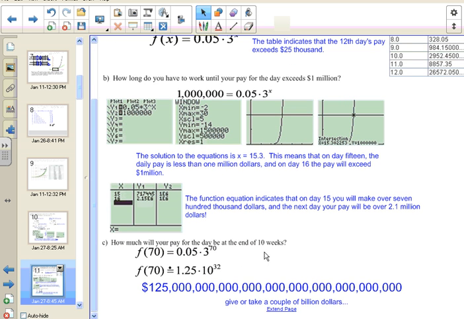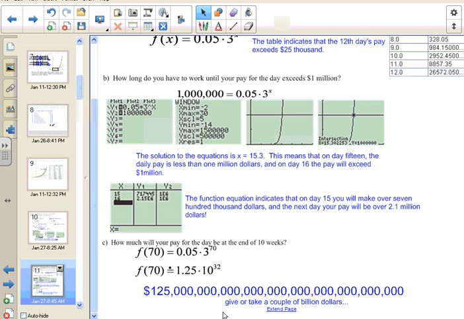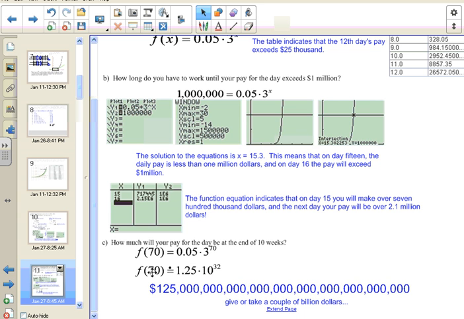If I worked for 10 weeks, that's 70 days total. This number right here is 125 with this many zeros. That's how much money you would have on the 10th week of working this job. So clearly, if you triple something repeatedly, it's going to have a profound impact in a not a very long period of time.